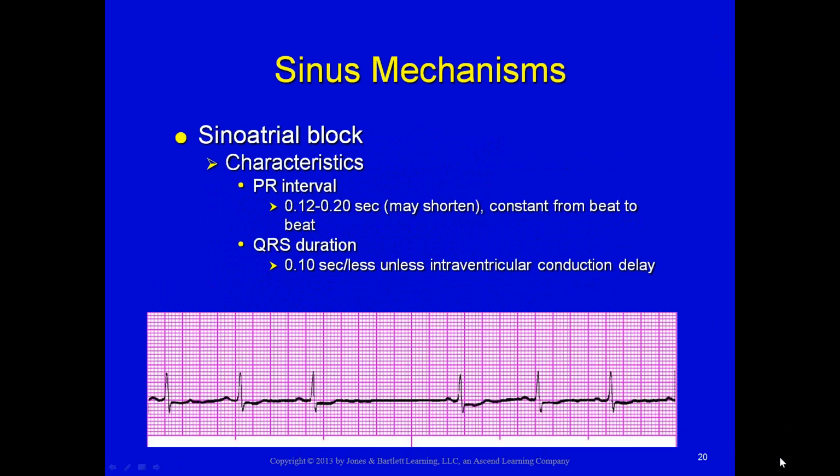So the SA node fires, but it never gets out, so there is no P wave, there is no QRS, but it really doesn't affect the rest of the next firing of the SA node.